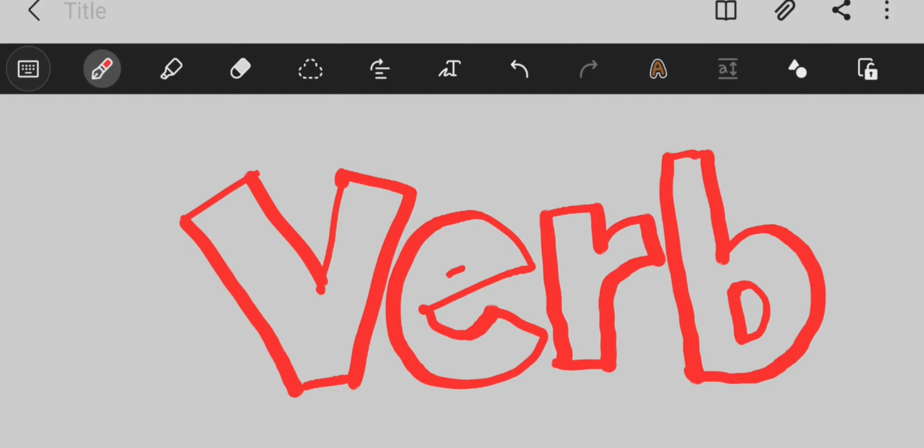This is going to be a short, simple class explaining how to construct a sentence using the verb. One thing that you should know is I'm starting with the verb because the verb is the most important element in a sentence.